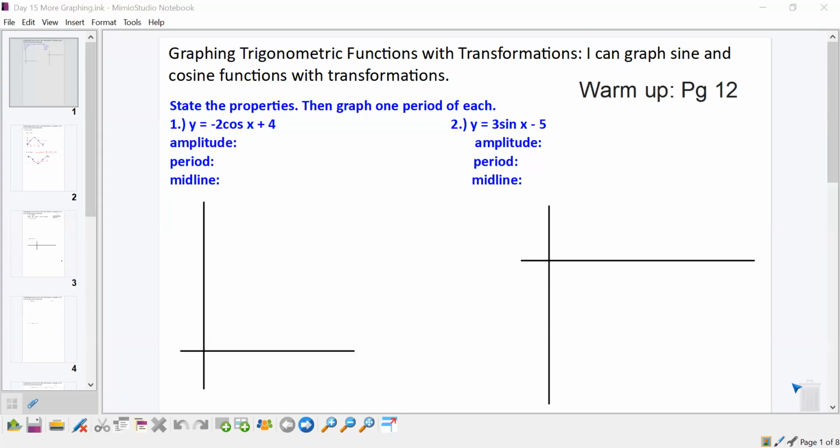Okay, so try page 12 warm up now. Pause the video and try that.